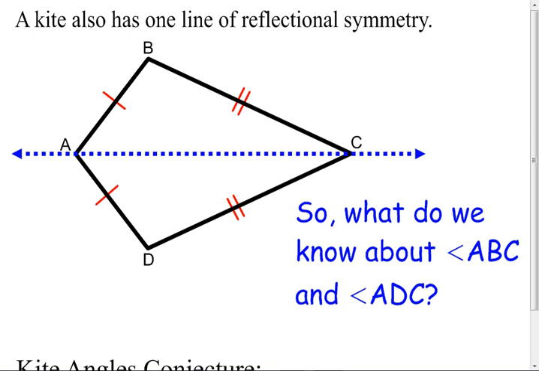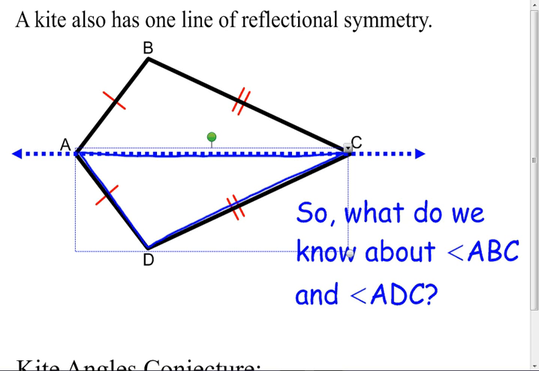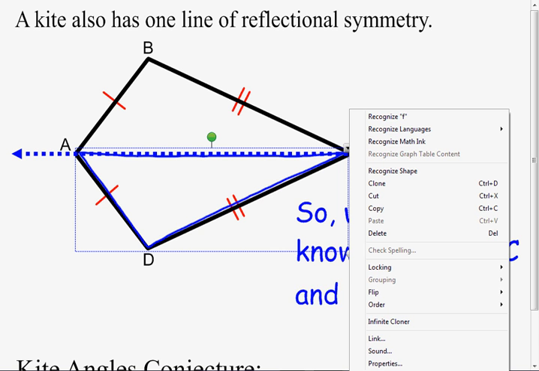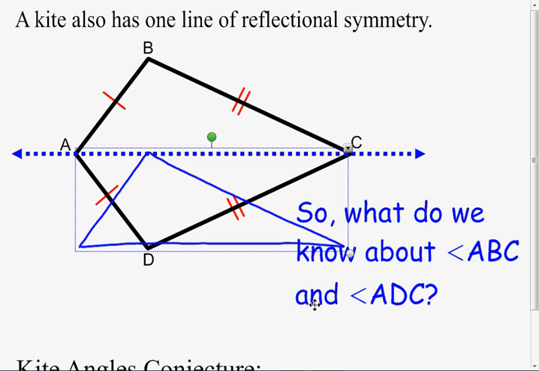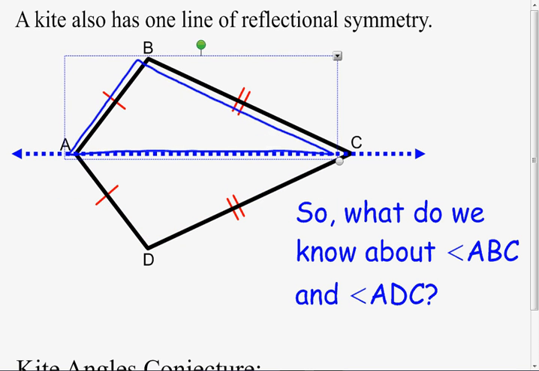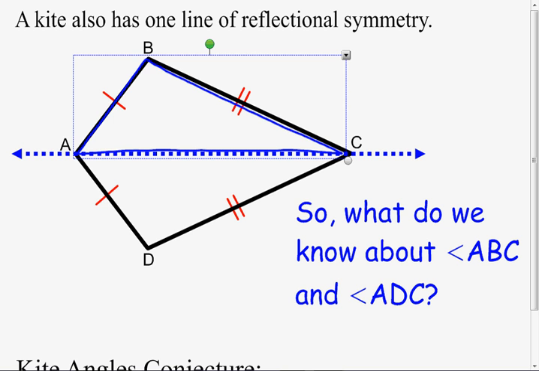And if I draw a line from my vertex angles, I have reflectional symmetry. If I were to fold this kite over, let me draw that. So I'm going to draw this little triangle here. And then I'm going to take that triangle and flip it up. And you should notice something about the triangle. It's congruent to the other triangle.